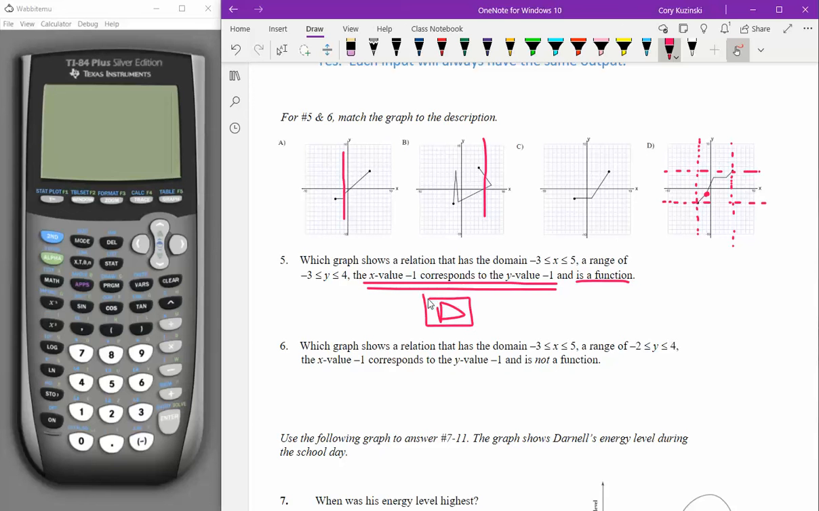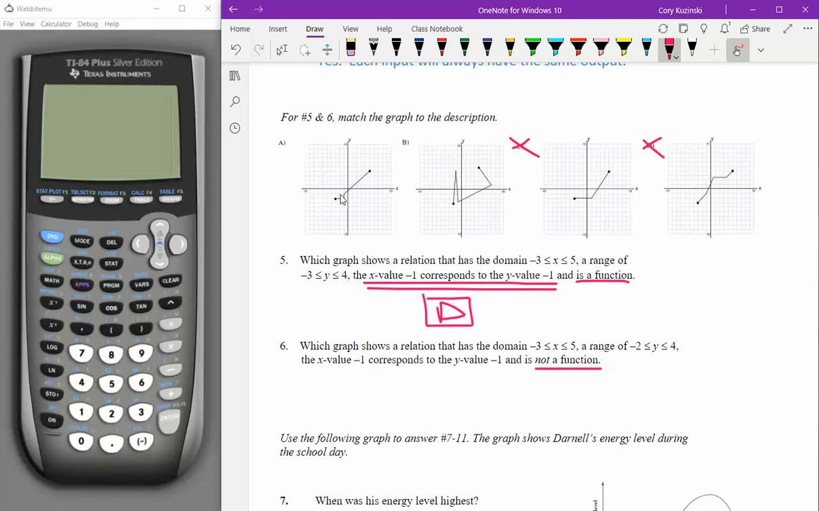That's a D. Which graph shows a relation? I better start this all over. Basically, almost the same criteria. It looks like the range is a little bit different, but the domain's from -3 to 5. The range is -2 to 4. It goes through the point -1, -1. It's not a function. All right, so this one is a function. This one is a function, so we're not going to choose that.